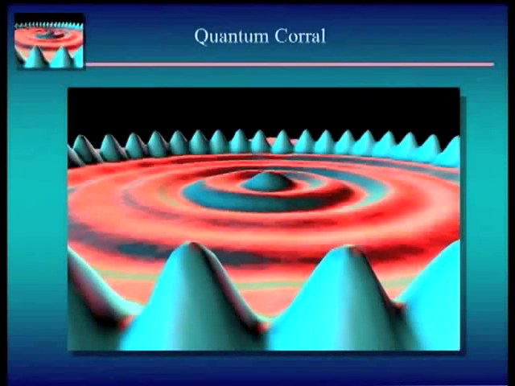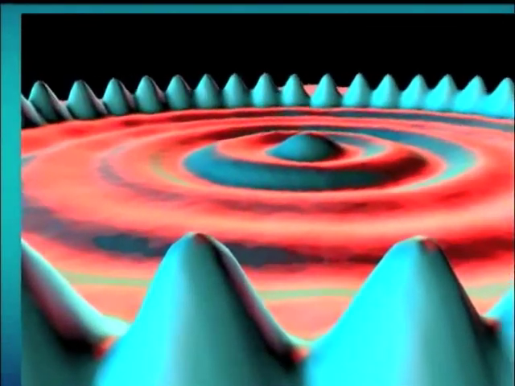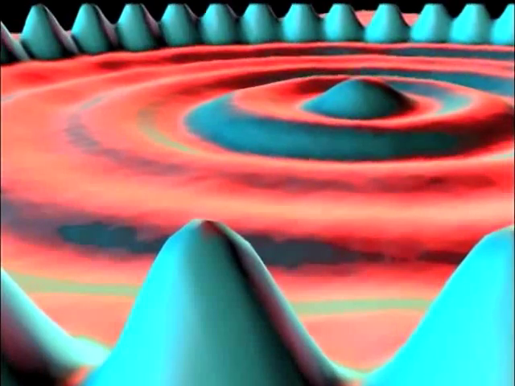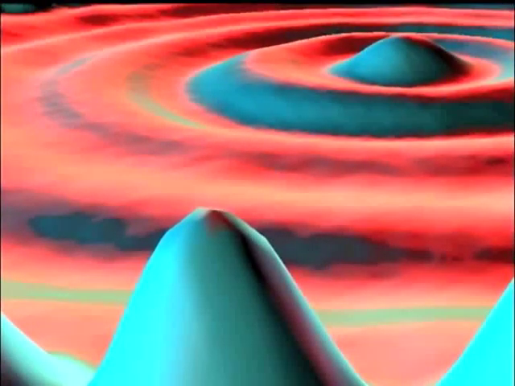We learned how to build these things called quantum corrals, this circular ring of iron atoms on top of a copper surface. And what you see in here are a bunch of waves. What's really special about this is these waves are just due to the electrons on the surface. So it allows us to explore how electrons behave inside of very, very small structures.